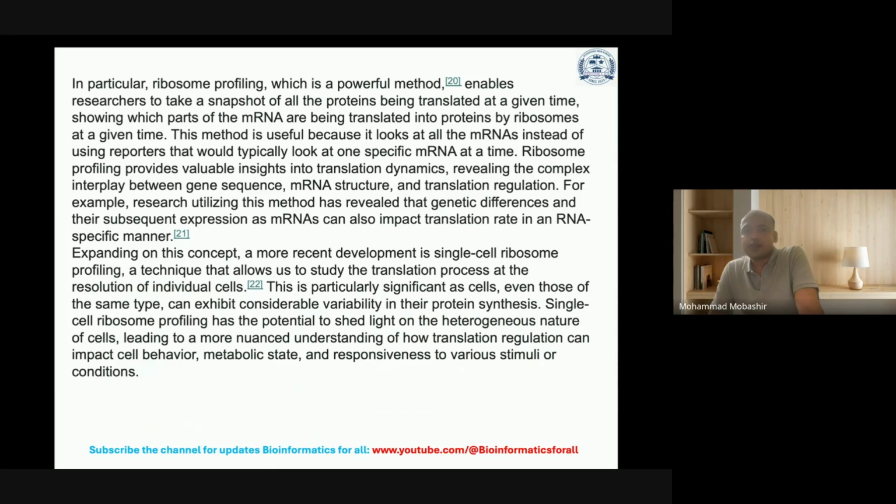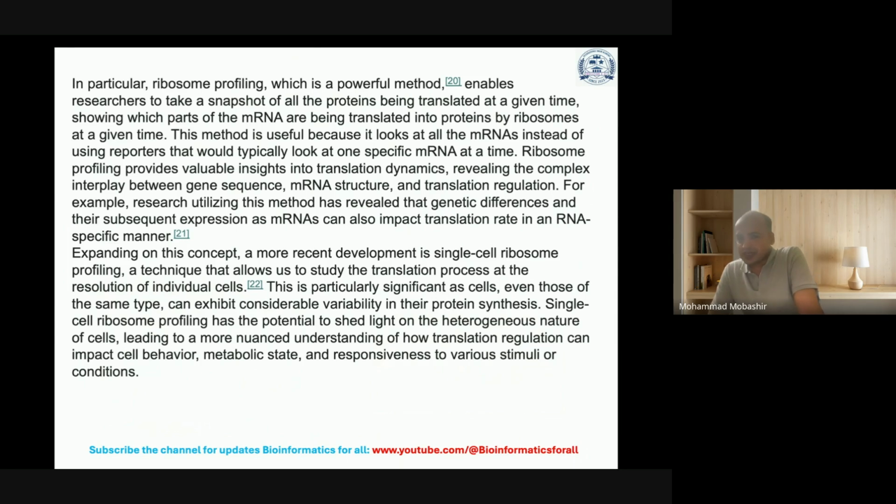Ribosome profiling provides valuable insight into translation dynamics, revealing the complex interplay between gene sequence, mRNA structure, and translation regulation. For example, research utilizing this method has revealed that genetic differences and their subsequent expression as mRNAs can also impact translation rate in an RNA-specific manner. Expanding on this concept, a more recent development is single-cell ribosome profiling, which is a technique that allows us to study the translation process at the resolution of individual cells.